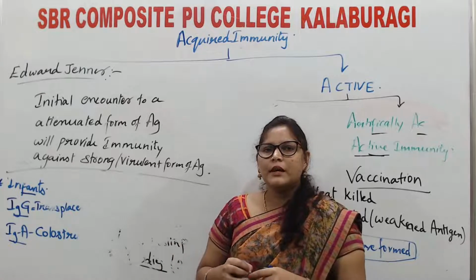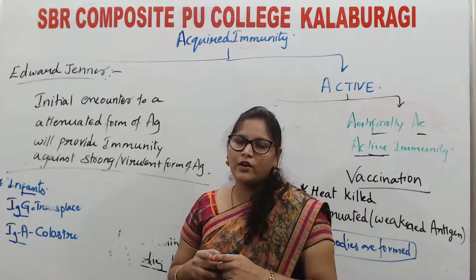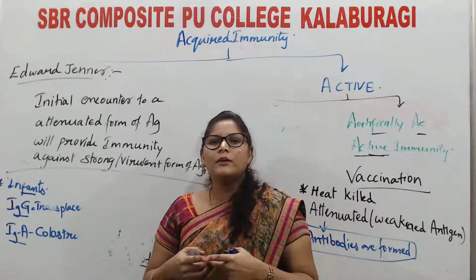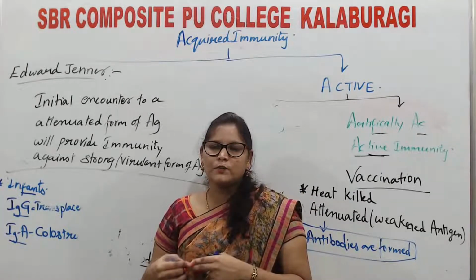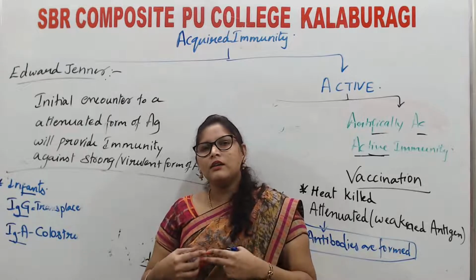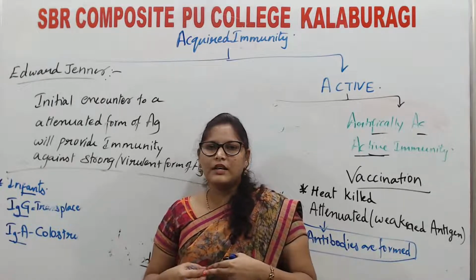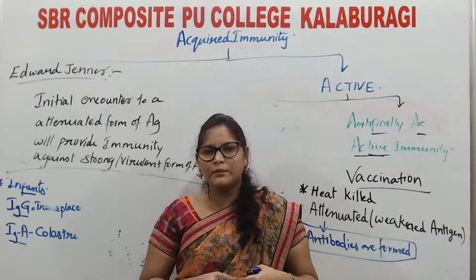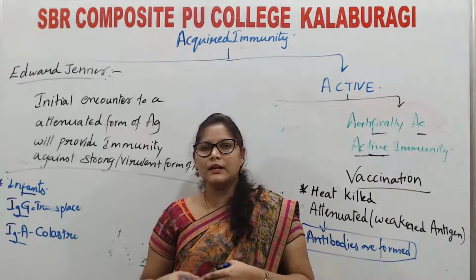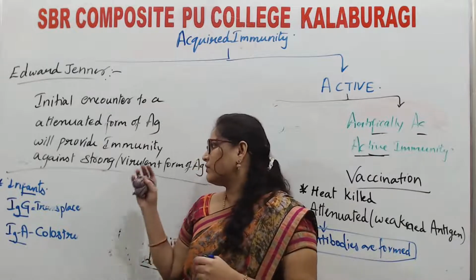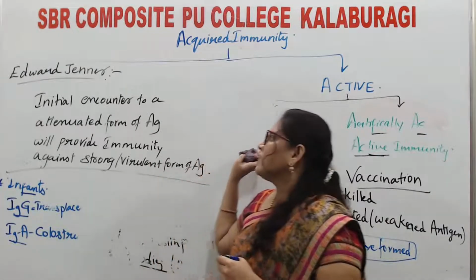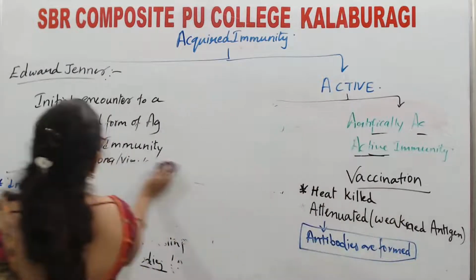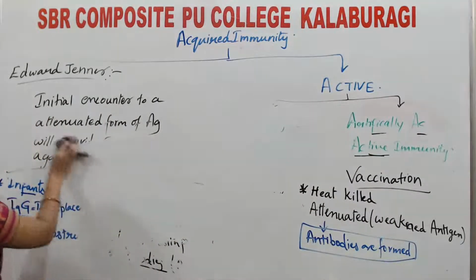Apart from that, we have studied the lymphoid organs, primary lymphoid organs and secondary lymphoid organs. How our immune responses work, primary response and secondary response, and how many types of immunity there are: innate immunity and acquired immunity. Again, acquired immunity is passive and active. These are all we have studied. And remaining is allergy. We shall talk about allergy.